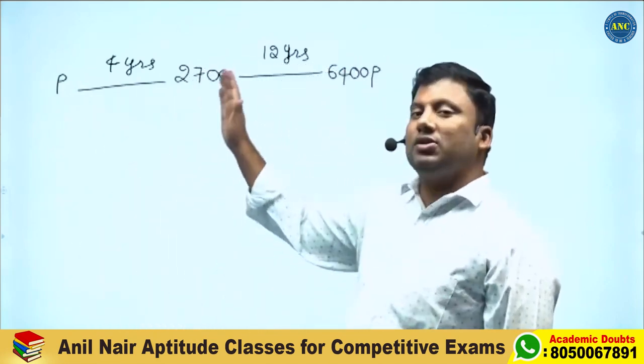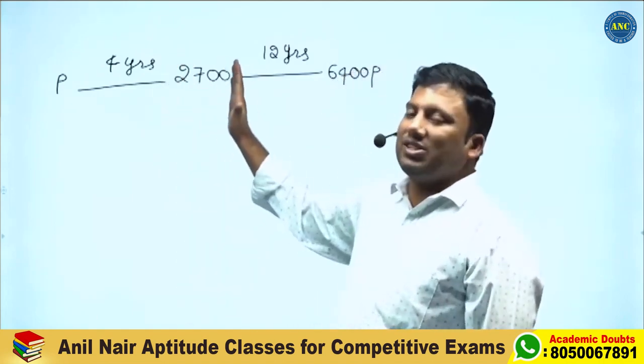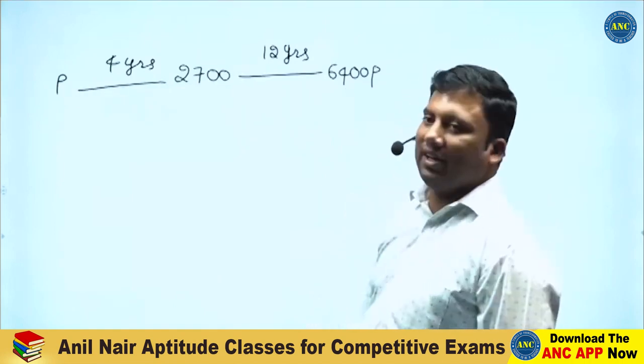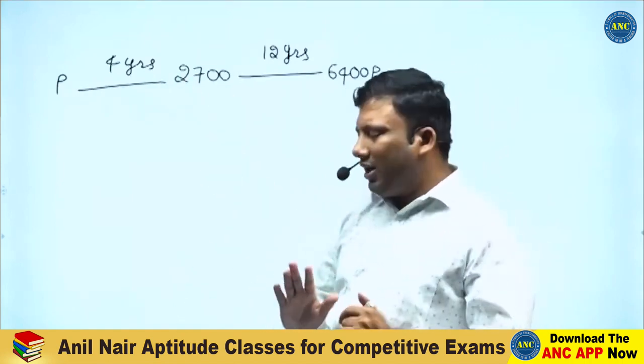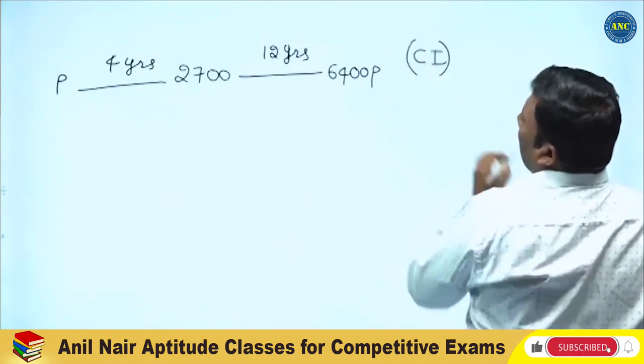A certain sum is becoming 2,700 in 4 years, and 2,700 is becoming 6,400 in 12 years. So how much will be the principal? It is under compound interest. Once you understand, you can start creating the question.